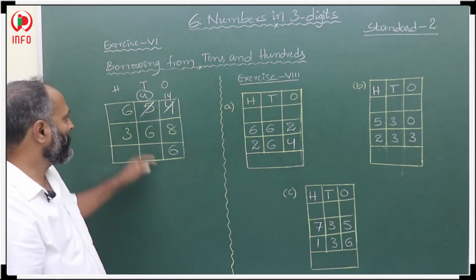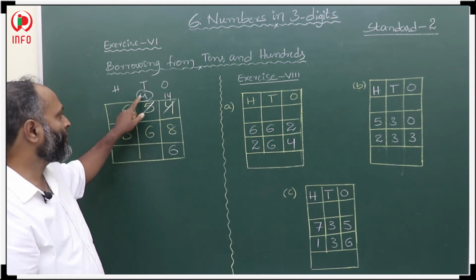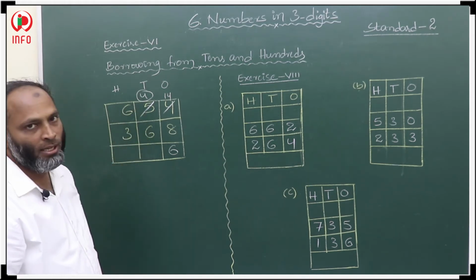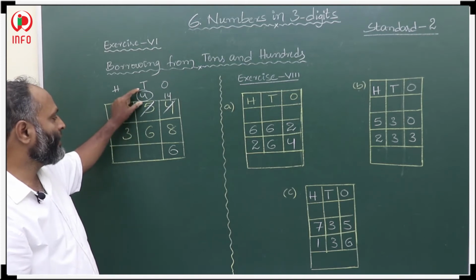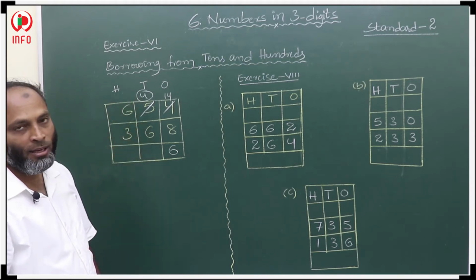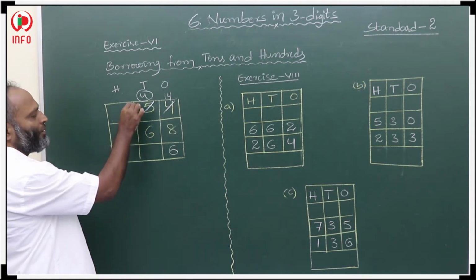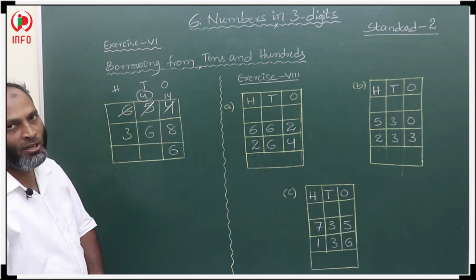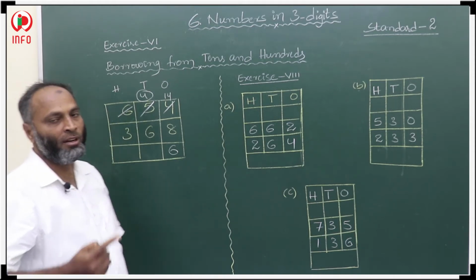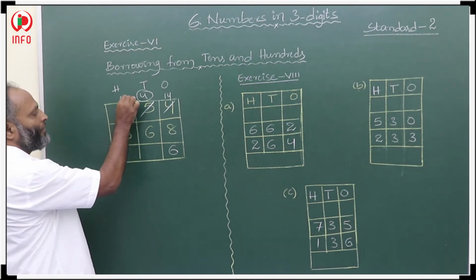Now after that, 4 tens is 40, 6 tens is 60. 40 minus 60, we can't subtract this. This is a small value, this is a big value. Again we have to borrow from the hundreds place. Here 6 hundreds are there. If you take 1 hundred, then 5 hundreds left.